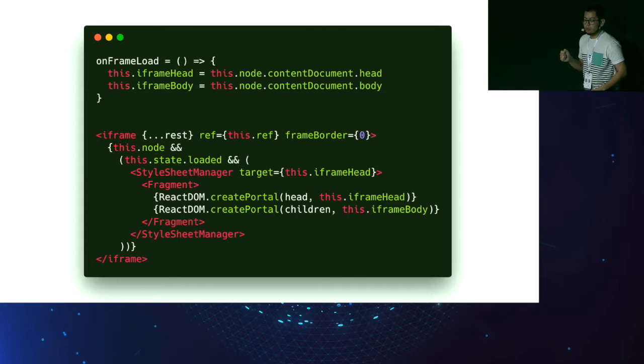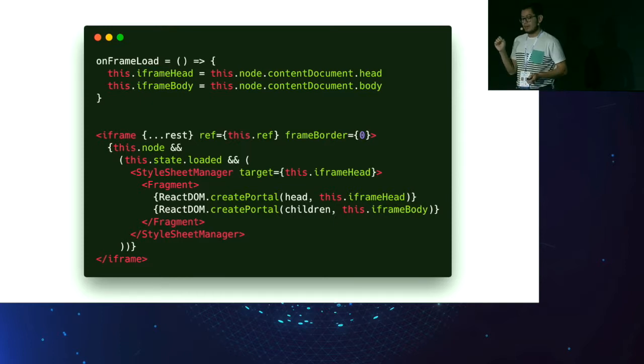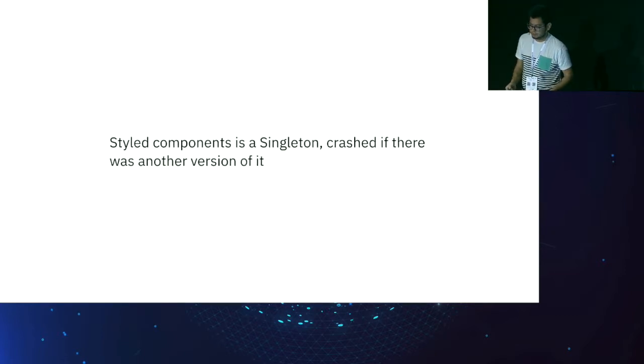And secondly, we created two portals. The first one was for the head, so we were able to manage the head. And the second one was the children in the body. So the actual application will be set. And magically, everything worked. But when we were testing it into a React app, so we have our React app and put it into another React app, it broke. Then we found out that styled components is a singleton, or at least it was when we tried it.